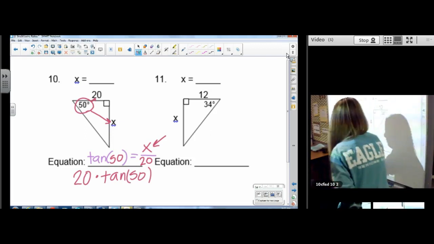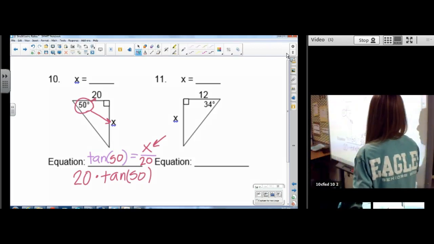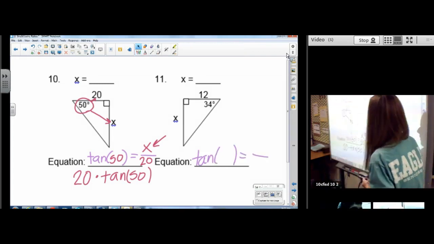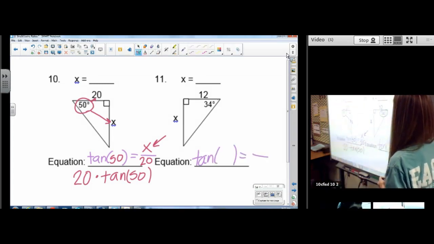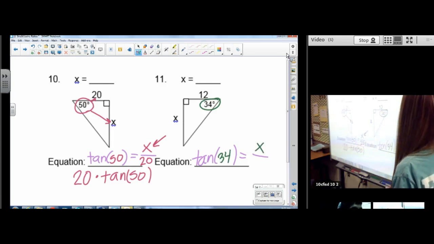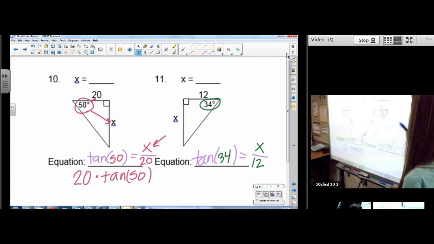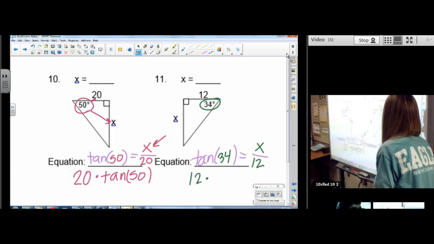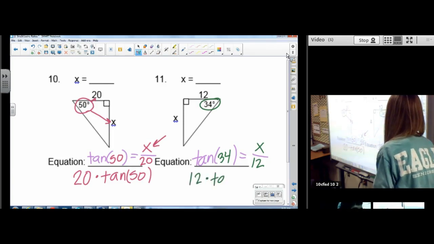On this next one, you write your skeleton while you're still getting used to it. The only thing ever allowed in parentheses is the angle. You put the angle, and then you put opposite over adjacent. Opposite over adjacent. This one, we are in the same exact boat. It's in the numerator, so we do 12 times tan 34.